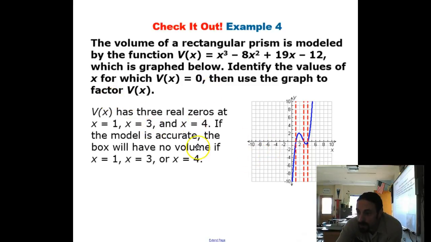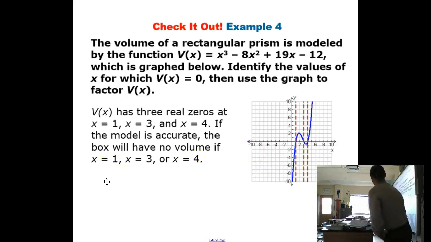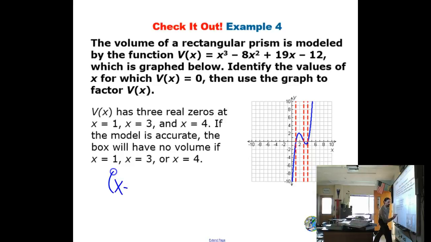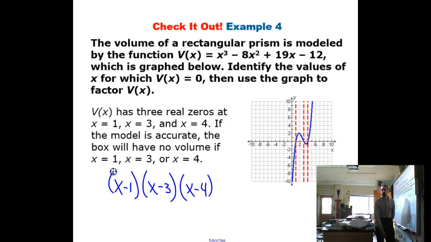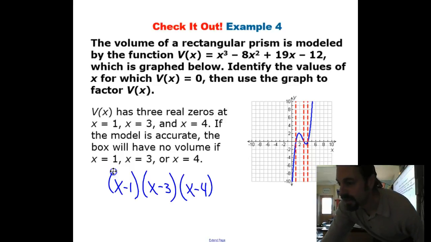I appreciate that. So now, if you look at the graph, you'll notice the line, the polynomial, crosses the x-axis at 3 points, where x is 1, where x is 3, and where x is 4. So these are considered the solutions of that. So once you know that, I know that these are factors. So x minus 1 is a factor, x minus 3 is a factor, and x minus 4 are factors, right? So it says identify values of x and then graph, and then use the graph to help you factor it.